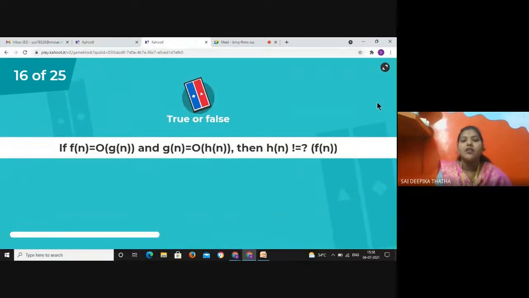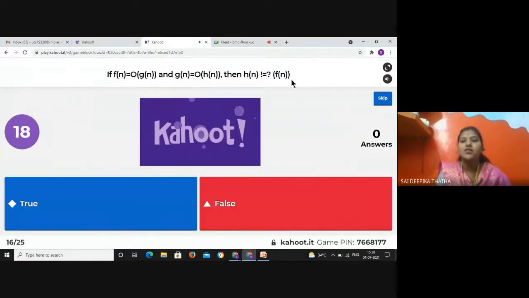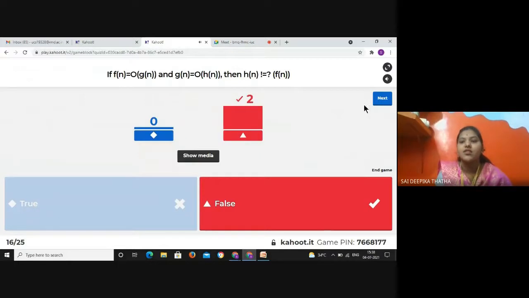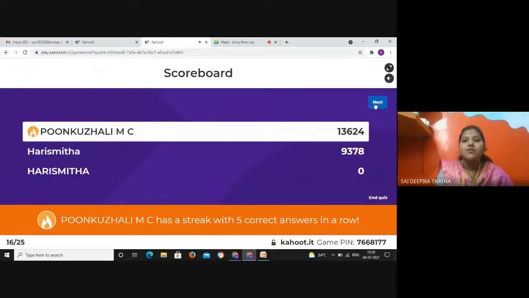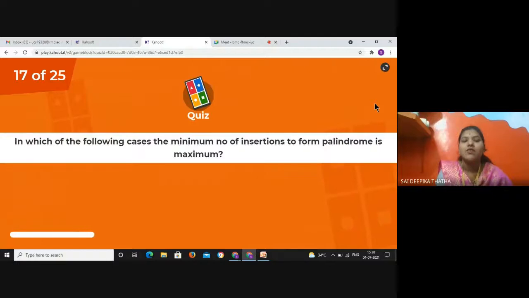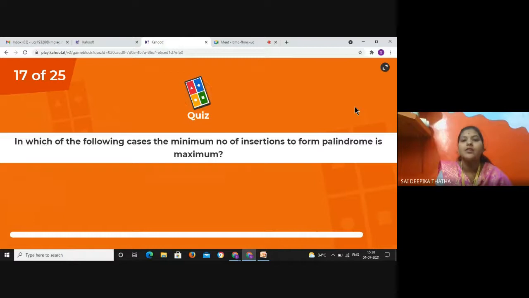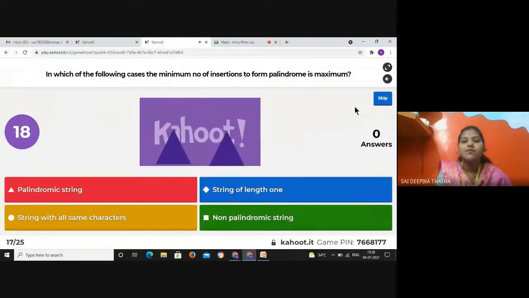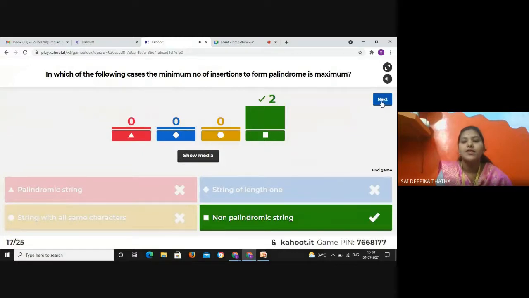If f of n equals big O of g of n and g of n equals big O of h of n, then h of n not equals big O of f of n. True or false? False. Good. In which of the following cases the minimum number of insertions to form palindrome is maximum? Good. Non-palindromic string.